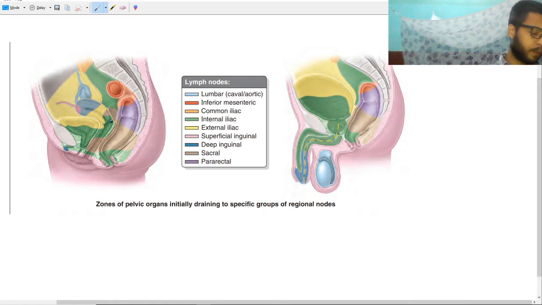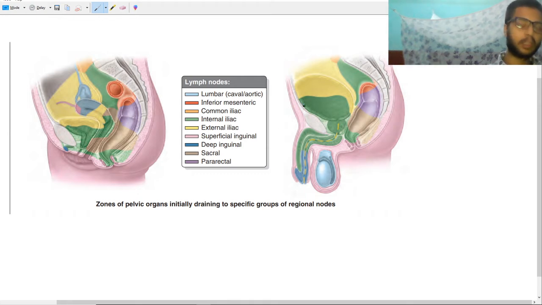So what are the structures draining into internal iliac lymph nodes? Base of bladder, inferior pelvic ureter, anal canal above pectinate line, inferior rectum, middle and upper vagina, and body of uterus as well, okay? So these drain into internal iliac lymph nodes. And these external and internal iliac lymph nodes go to the common iliac lymph nodes, okay?